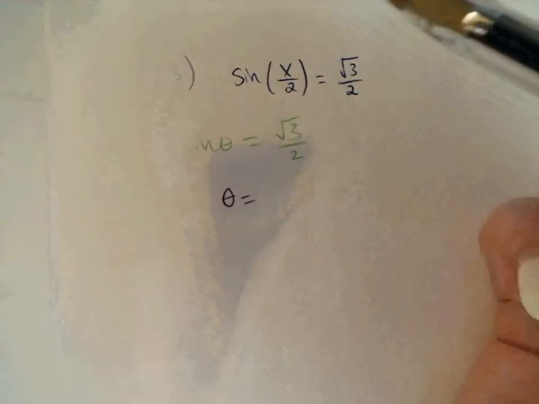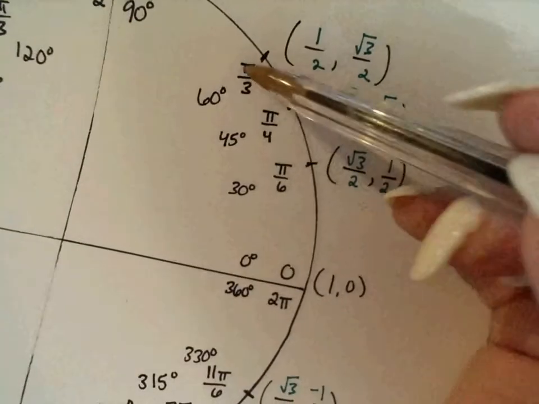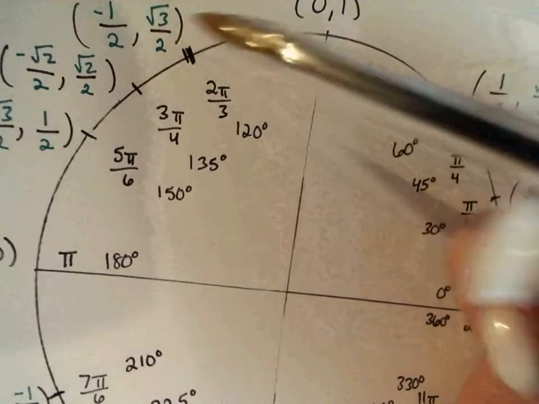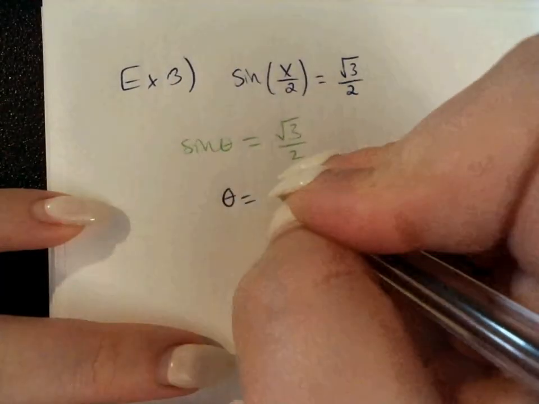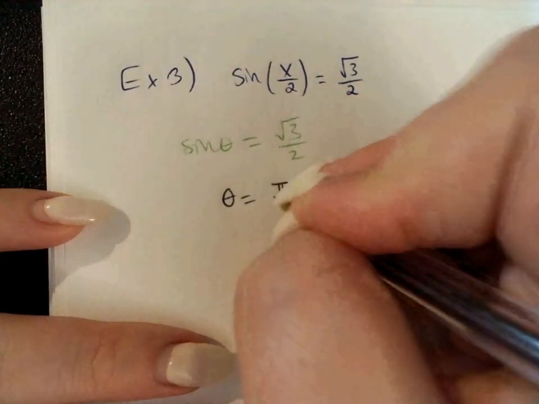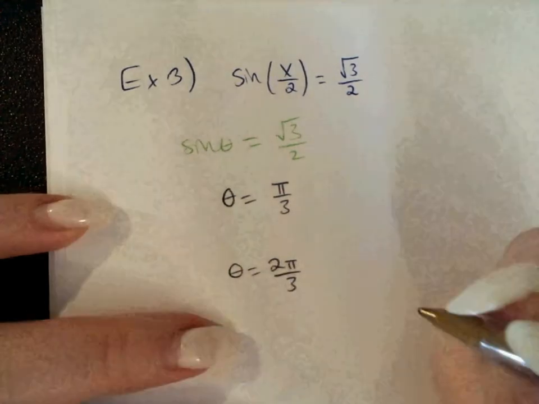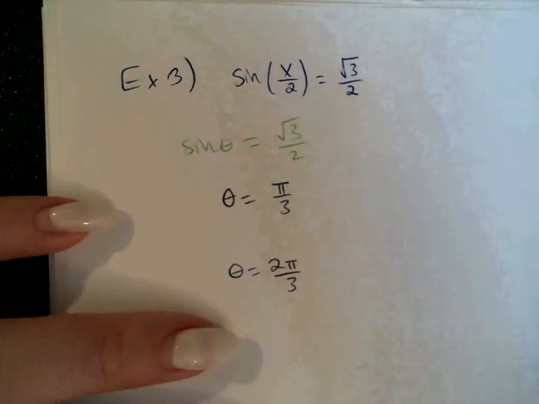The one I drew is clear. We have pi over 3 with sine the square root of 3 over 2, and 2 pi over 3 with sine the square root of 3 over 2. So when theta equals pi over 3, and when theta equals 2 pi over 3.